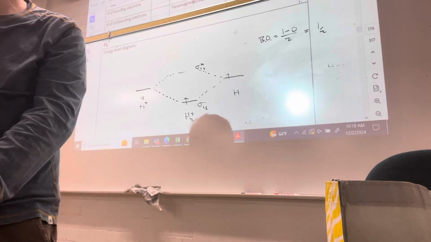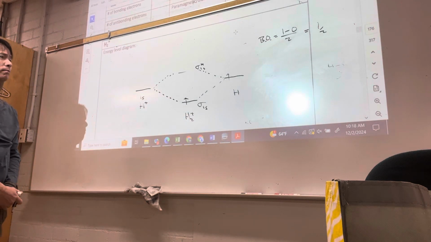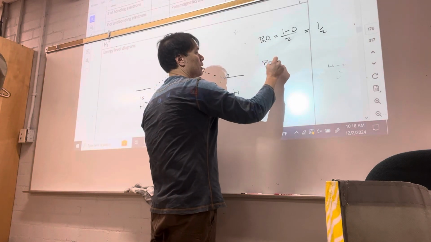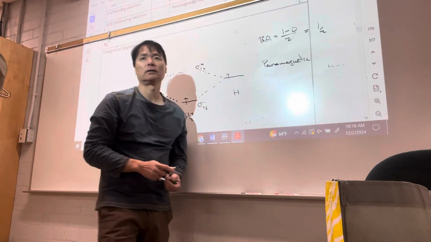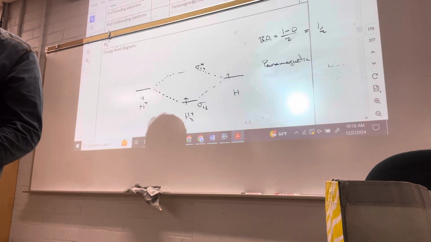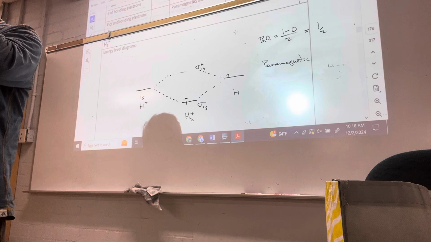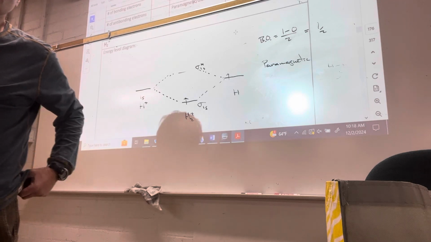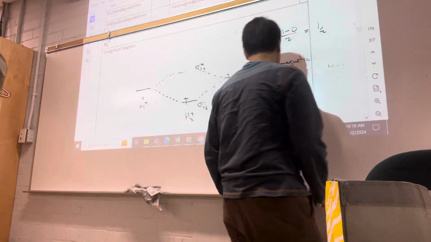This is a weaker bond than you'd expect. A bond order of 1 would be a stronger bond. This one has an unpaired electron, so we call it paramagnetic. Now, paramagnetic materials will be attracted to magnets. Like water? Is water paramagnetic? No, water is not paramagnetic. Water has all paired electrons; however, it's attracted to magnets because of its dipole.